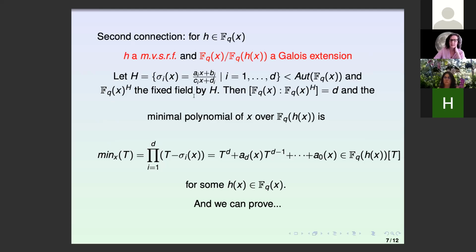And if you look at the fixed field by H, then this is just Galois theory. This gives us an extension of degree D, and the minimal polynomial of X over this field is just the product of T minus sigma_i of X for i from 1 to D. These are the conjugates, and you get your polynomial that is defined over F_q of some polynomial A(x).